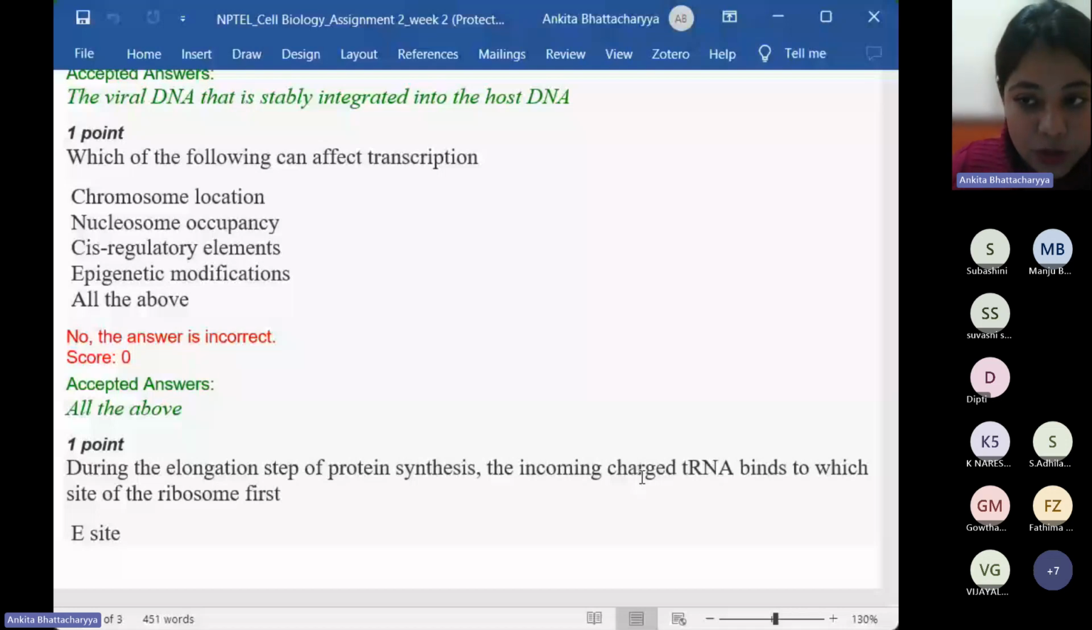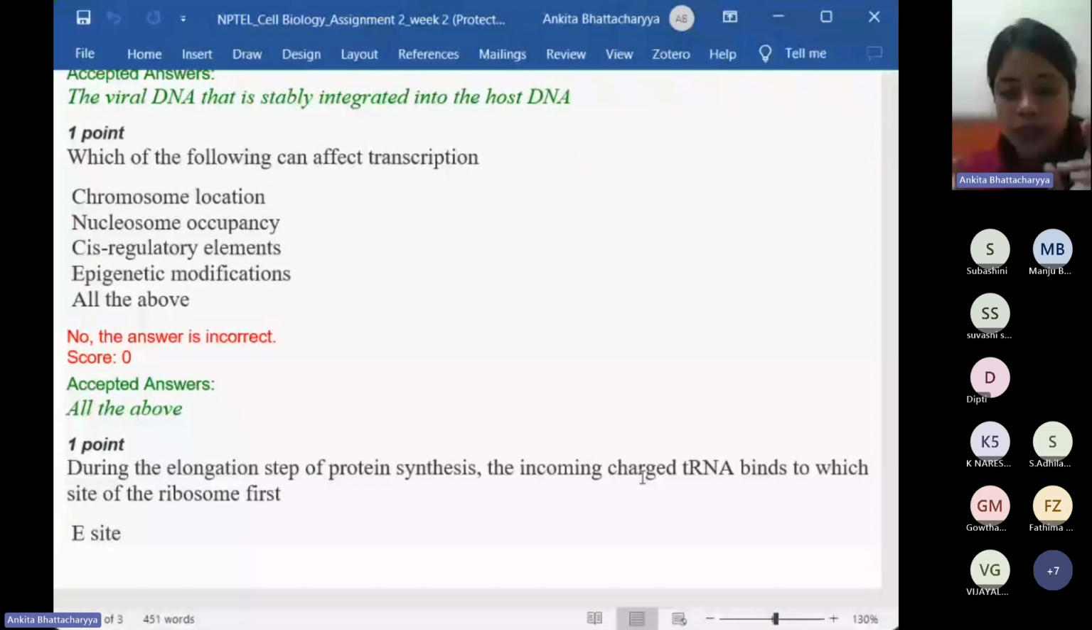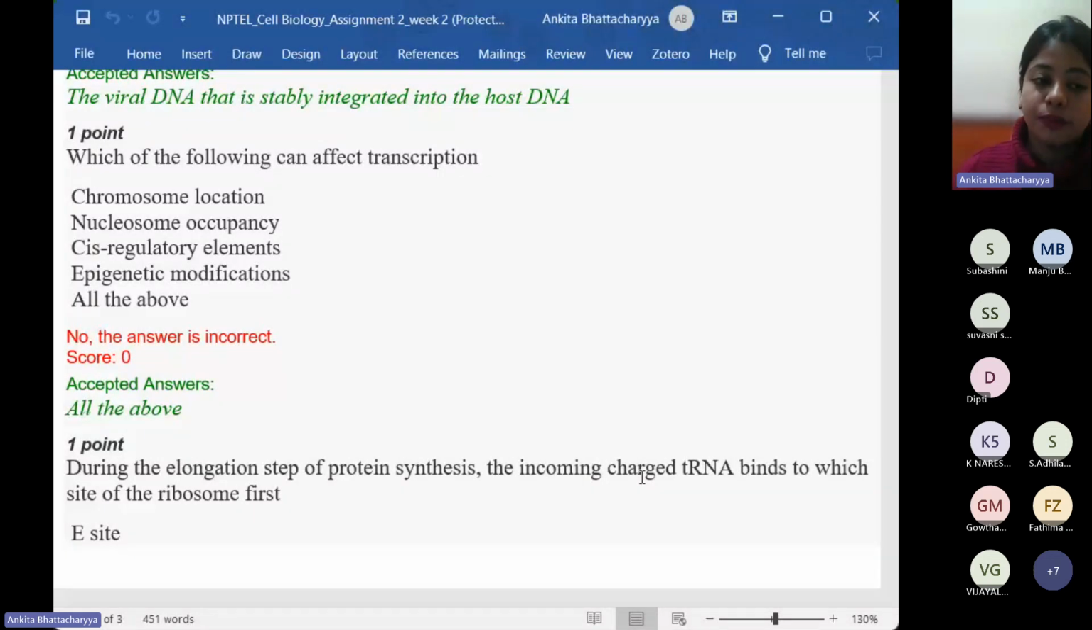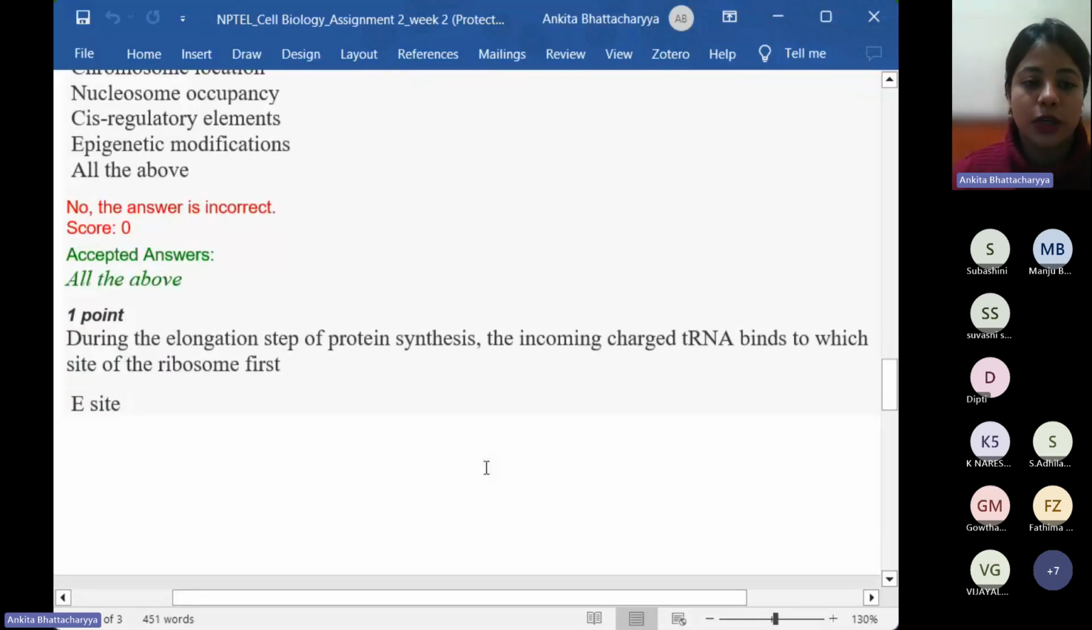It will not allow the transcription machinery to sit, and it will also indicate that this region does not need to be transcribed by the cell at this point of time. So it is considered to be a repressive mark. Keep in mind these terminologies, they will be helpful for you in the long run. Repressive marks like methylation can often be inhibitory to transcription and therefore they can affect it. So considering the impact of all of these factors, these four can affect transcription, and therefore the correct option in this case would of course be all of the above.